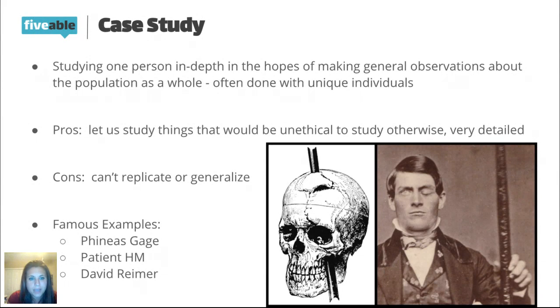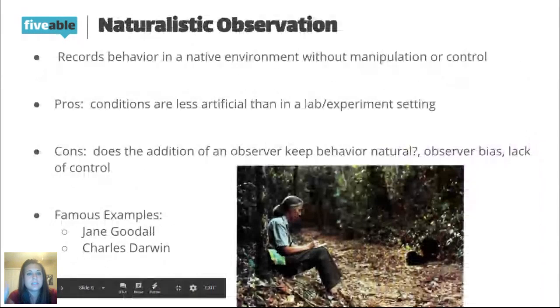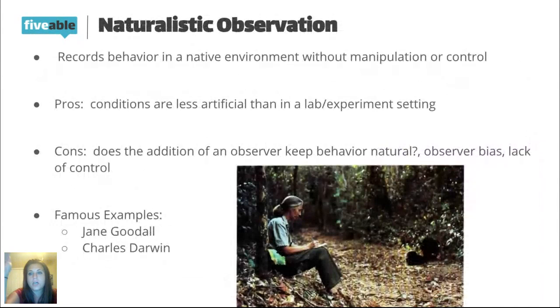So that sums up case studies. The next main method of descriptive methods we could use is called naturalistic observation. And these are all under the descriptive category. So we're not making cause and effect conclusions. We're just describing humans or animals as they are.